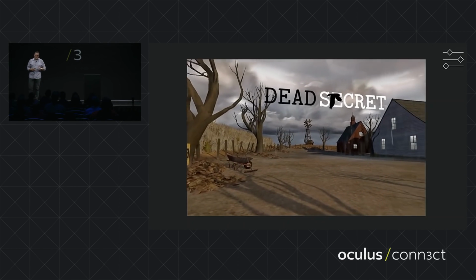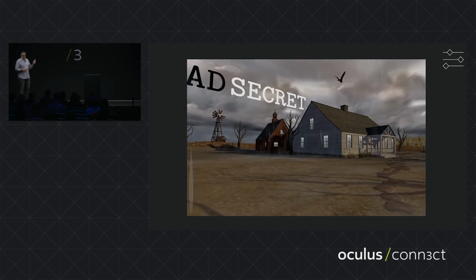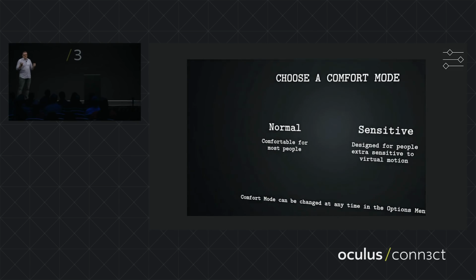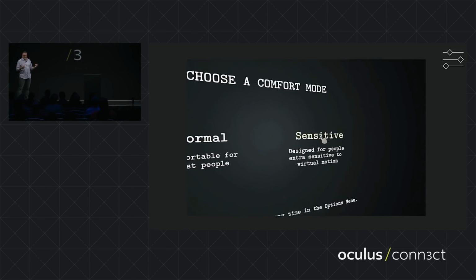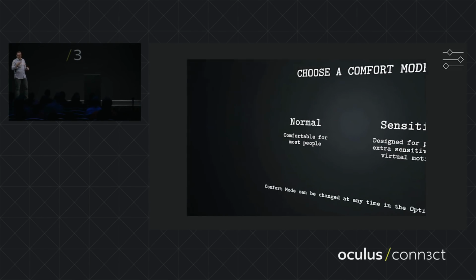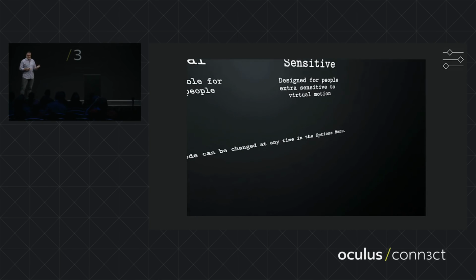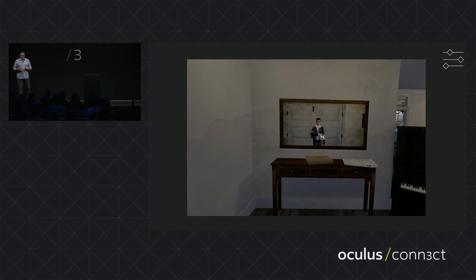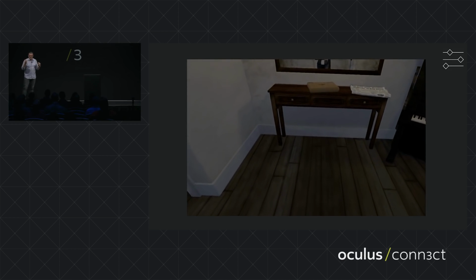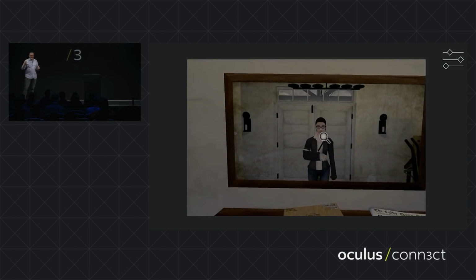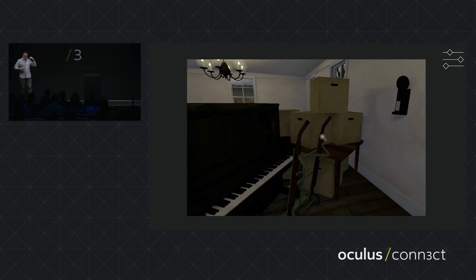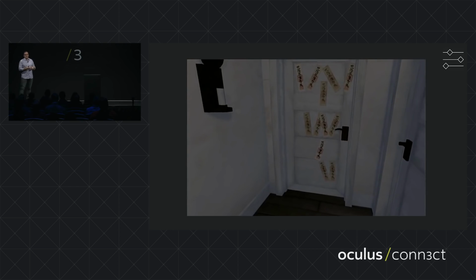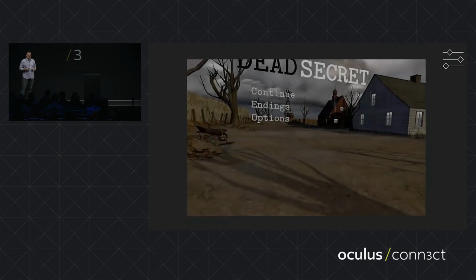So let's start with comfort modes. Here's one example from Dead Secret. So right off the bat, the user is given the option of which comfort mode they'd like to use. There's either a normal setting or a sensitive. So for this case, we'll go in and we'll choose the normal setting. So notice now this first-person character movement. When you select a direction or an action, they're pulled forward at this fixed speed. There's no acceleration, and they're moving in a straight line.